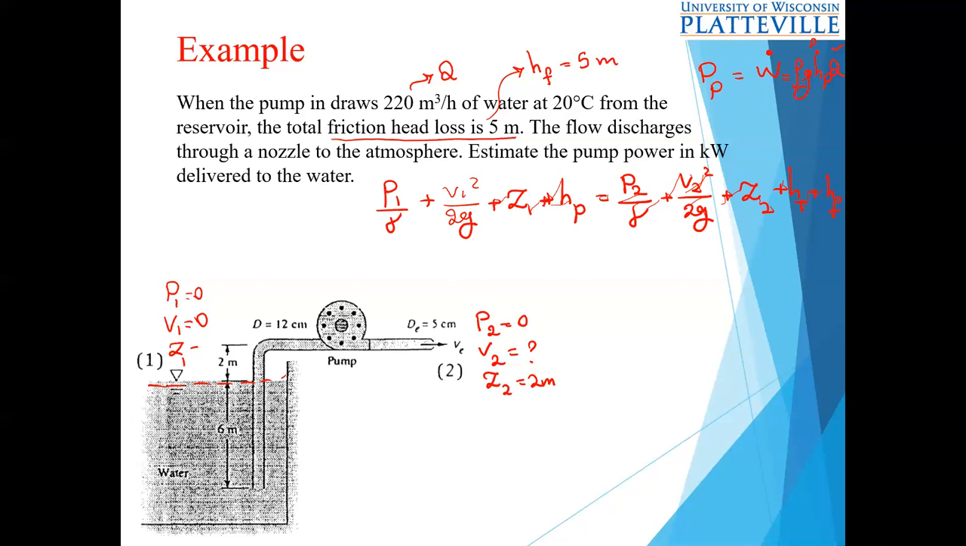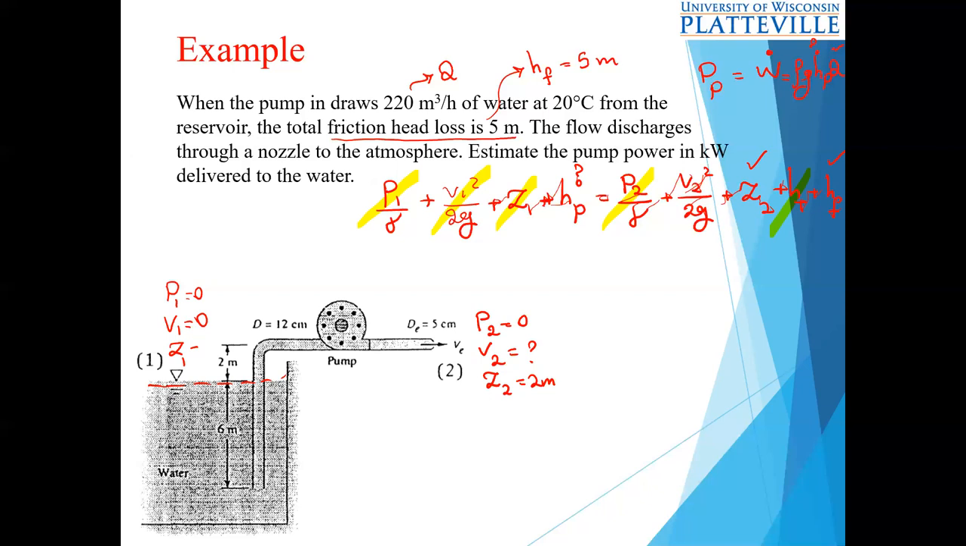I always use the general form of Bernoulli's equation and then I decide which terms are zero. The pressure at point one is zero. The velocity at point one is zero, because it's a large surface. The elevation at point one is zero. The pressure at point two is also zero, since it's open to atmosphere. Z2, I know the elevation. For the turbine, I don't have any turbine, so this one is also zero. And the head loss, I know it's 5 meters. So the only thing I don't know is the head for the pump, correct?